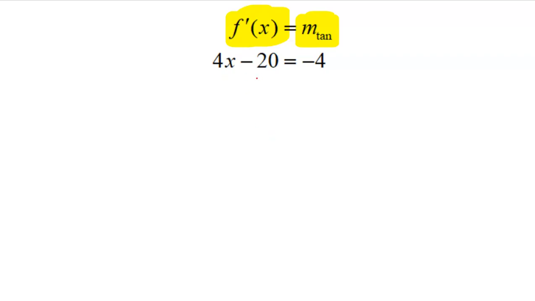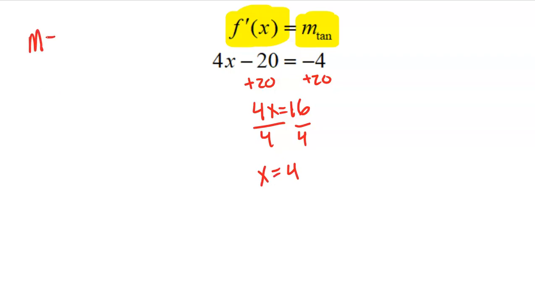All right, so my derivative is 4x minus 20. The slope of my line that I already know because I'm parallel is negative 4. Now all I got to do is solve. Add 20 to both sides. 4x equals 16. Divide both sides by 4. And x equals 4.